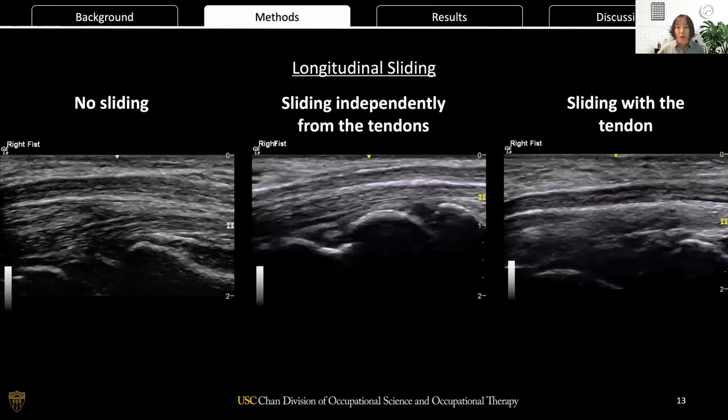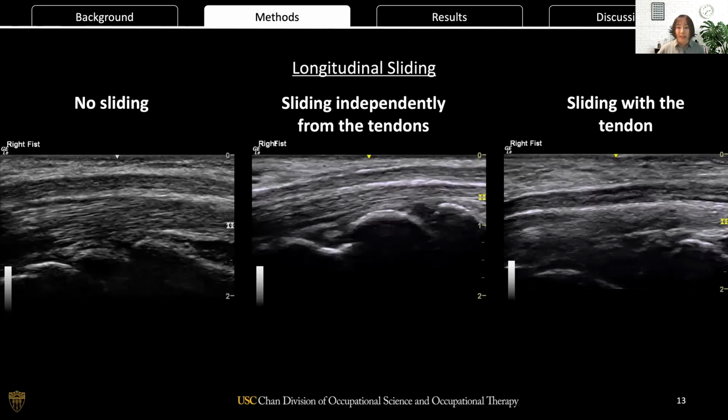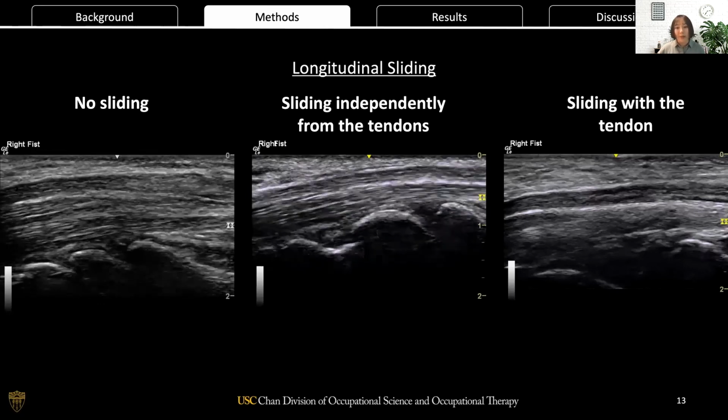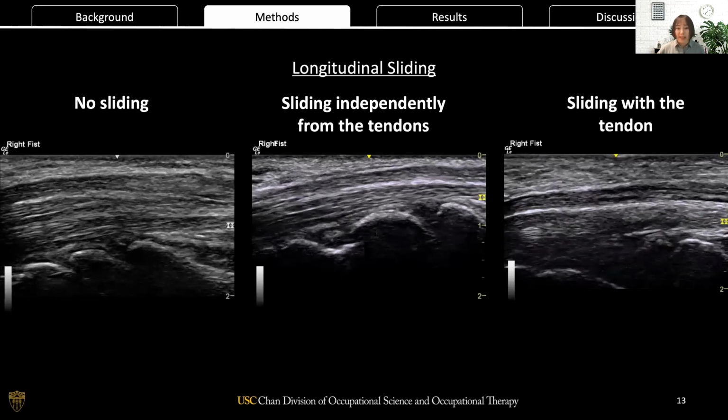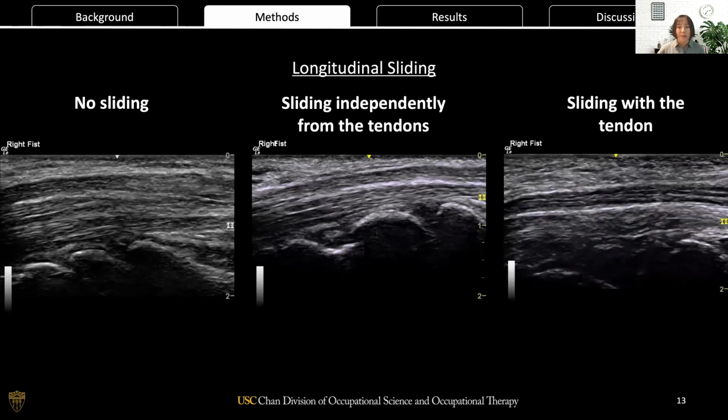We've talked about transverse nerve movement. From now on, we will talk about longitudinal nerve sliding. So we categorize the sliding into 3 categories. No sliding is when the nerve and the tendon barely move. Sliding independently from the tendon is defined as when the nerve has some sliding but not as fast as the tendon. And sliding with the tendon is defined as when the nerve and the tendon are moving at the same speed.